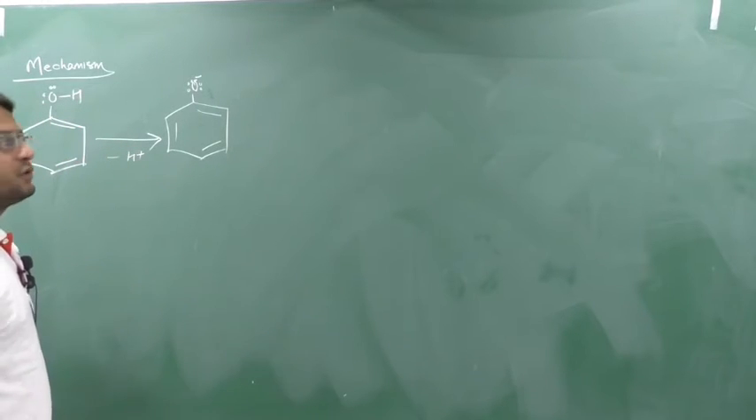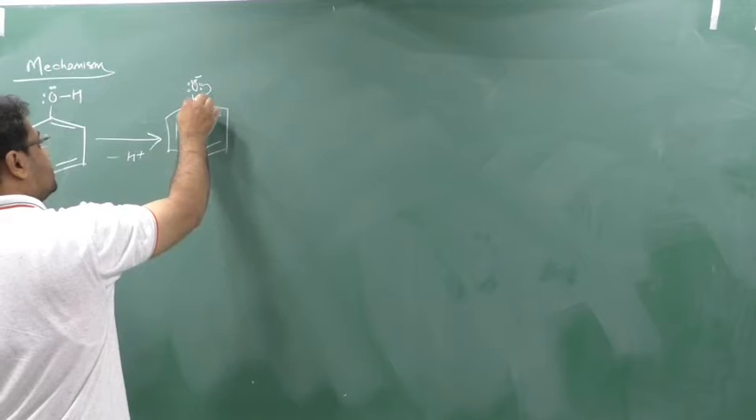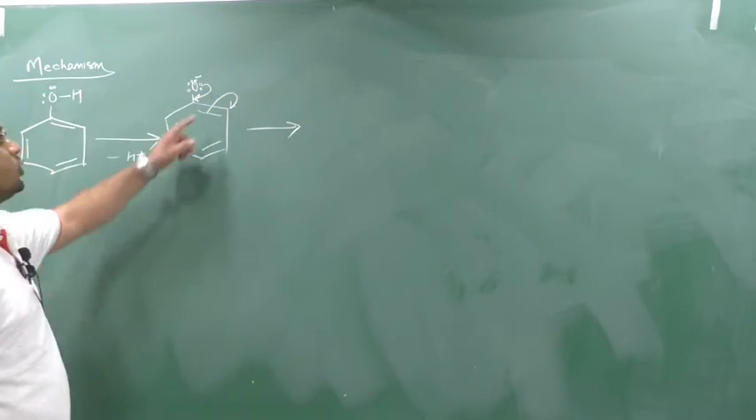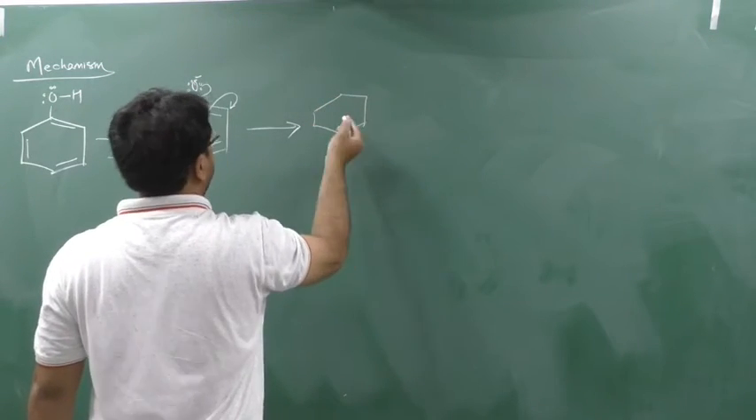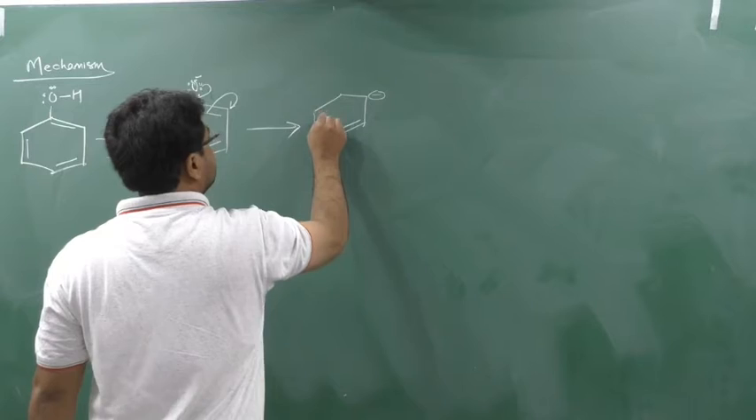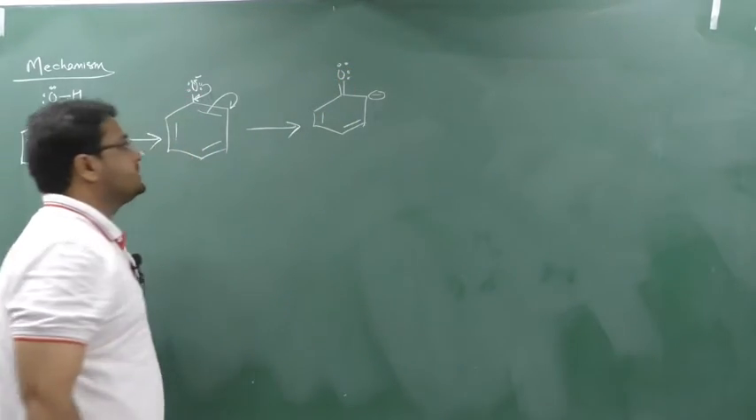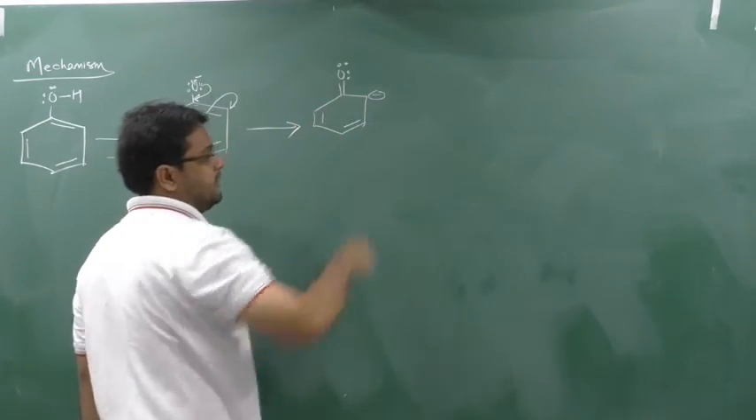Now what will happen? Resonance will take place. So this lone pair shifts here. When a new bond is formed, this old bond has to break. Now if I want to see ortho, just see here only. If I want to show the mechanism for ortho, then go with this step. But if I want to show the mechanism of the para, then follow one more step. Then here the minus will come and then you show the mechanism.